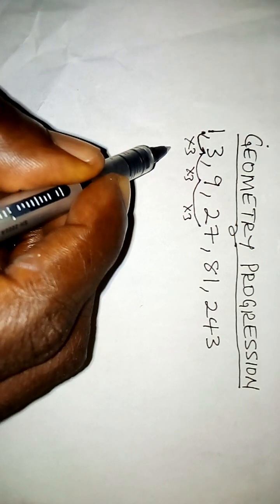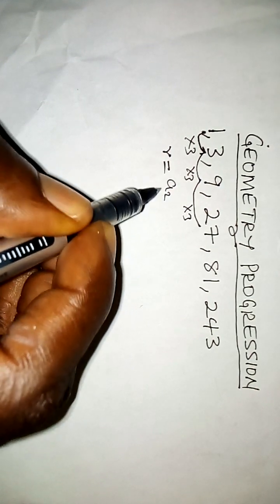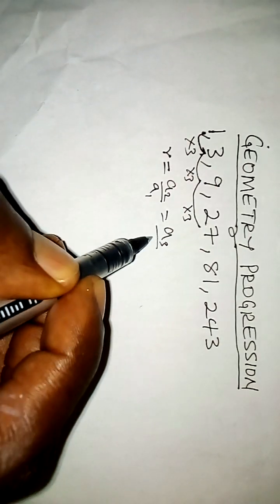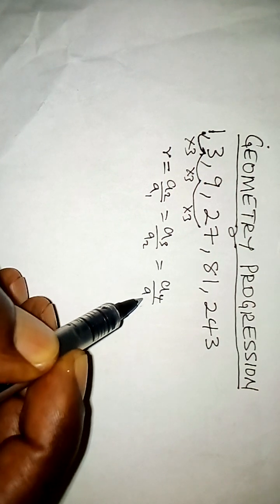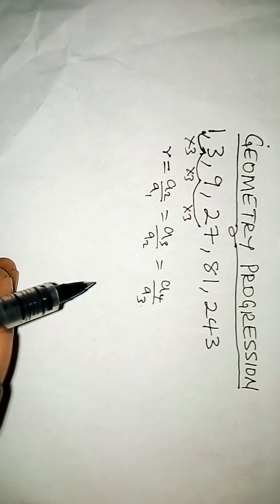This is what we call the common ratio. The common ratio is denoted by r. The common ratio is the second term divided by the first term, or the third term divided by the second term, or the fourth term divided by the third term, and so on and so forth. So that is our common ratio. It gives us the pattern. Like I said, in geometry sequence, the pattern is based on multiplication and division. So that is that about geometry sequence, or geometry progression.